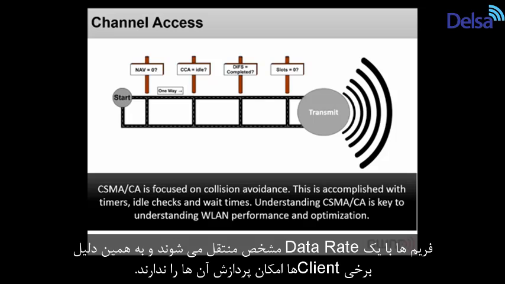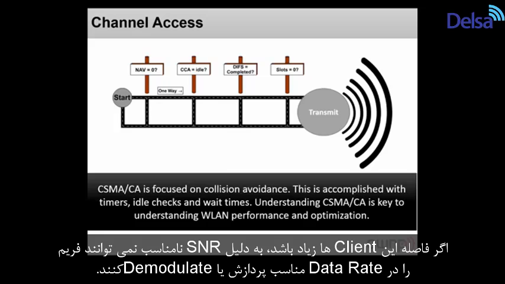The frame is transmitted at a given data rate, so not all clients will be able to process the frame. If they're too far away to be able to process that frame at the appropriate data rate and demodulate it, because what do they not have? A good enough SNR, right? So the signal-to-noise strength is not good enough.